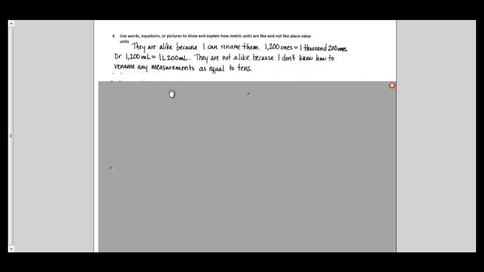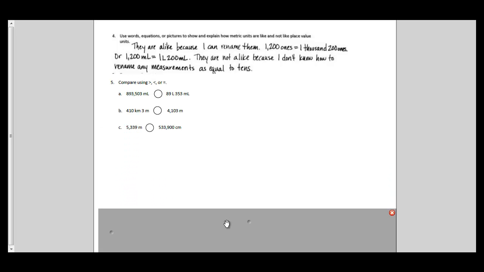Okay, here's what I came up with. I put they are alike because I can rename them. Like I can say 12,000 ones is the same thing as 1,200 ones, or 1,200 milliliters is the same thing as 1 liter and 200 milliliters. So that's how it's like place value. But they are not alike because I don't know how to rename any measurements that are equal to tens. Like in the metric system, there's nothing that's equal to tens like there is in the place value system. Maybe you came up with something better or different.